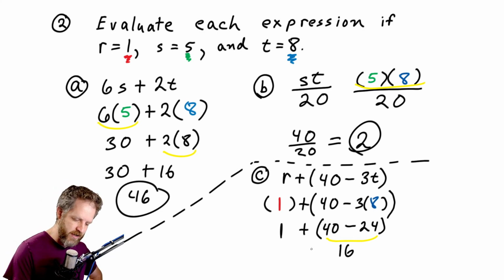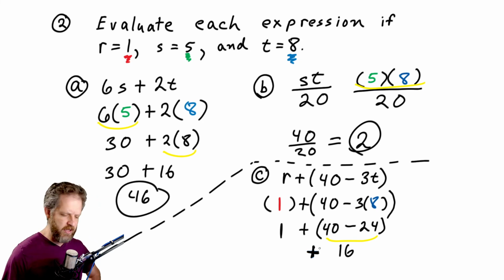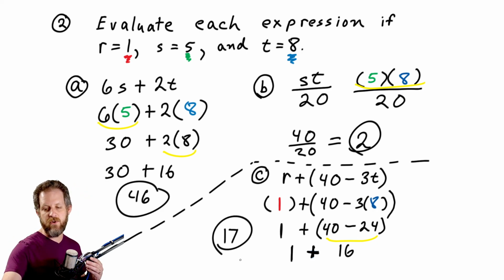All right, so I'm going to bring down my plus. Whoa, why did I do that? We don't want no blue. Blue is t. That'd be confusing. Plus 1. And then 1 plus 16 is 17. So those are really, really straightforward.